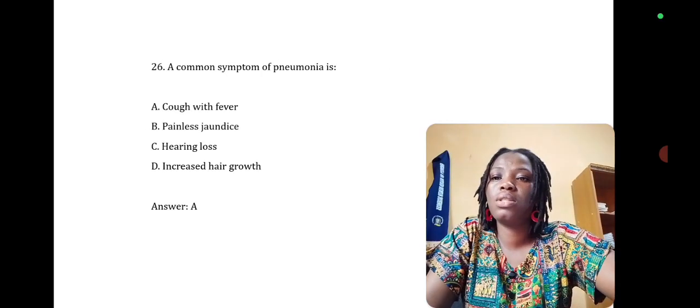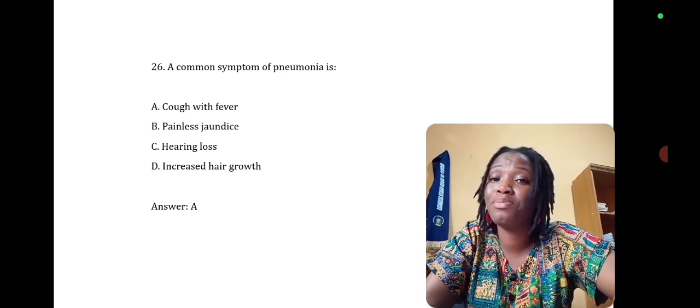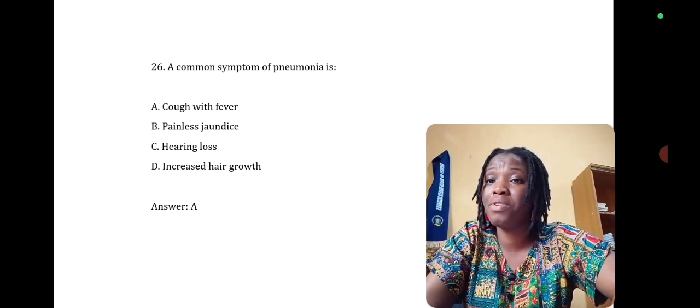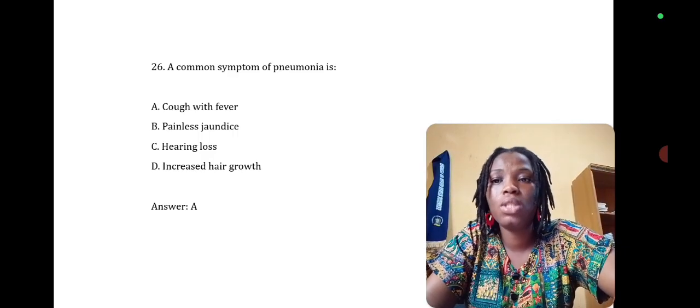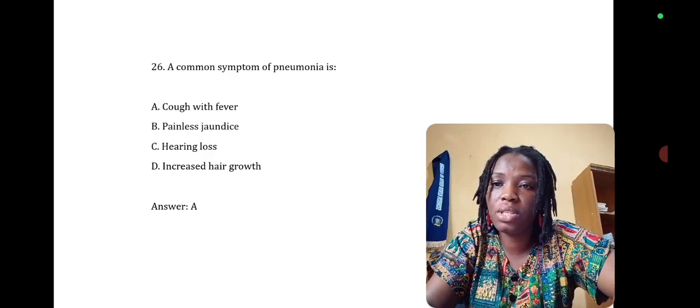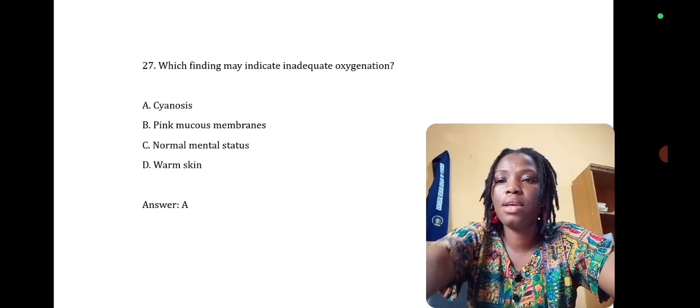Number 26. A common symptom of pneumonia. Pneumonia is a bacterial infection. Of course, there will be cough. Most disorders of the respiratory tract always come with cough. There will be cough and there will be fever, because it's a bacterial infection. So your answer is A.